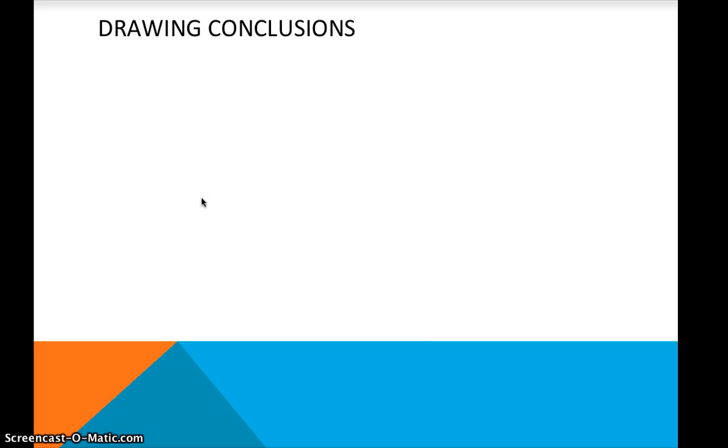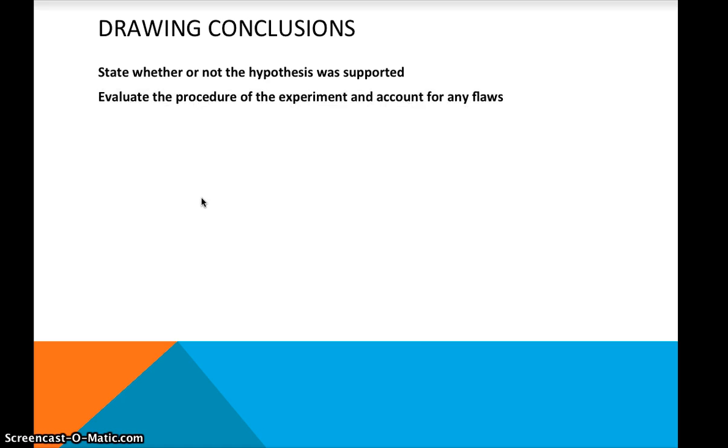In the lab, the last thing that you usually do is draw conclusions. Now for me, in my class, I expect you, when you're drawing a conclusion, to state whether or not your hypothesis was supported. Not correct, not true, supported. I will go over a little bit more on why that is in class. After you've done that, you have to evaluate the procedure that you used during your experiment and account for any flaws, things that probably weren't the best, things that could have been done better.